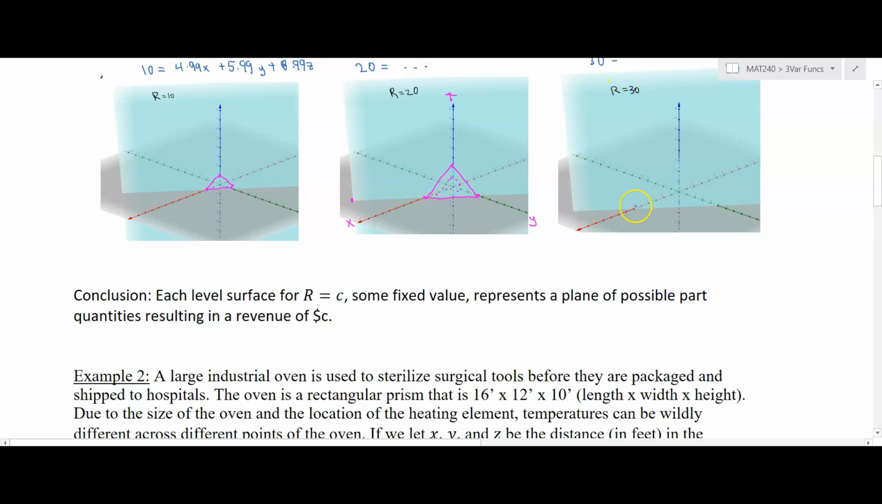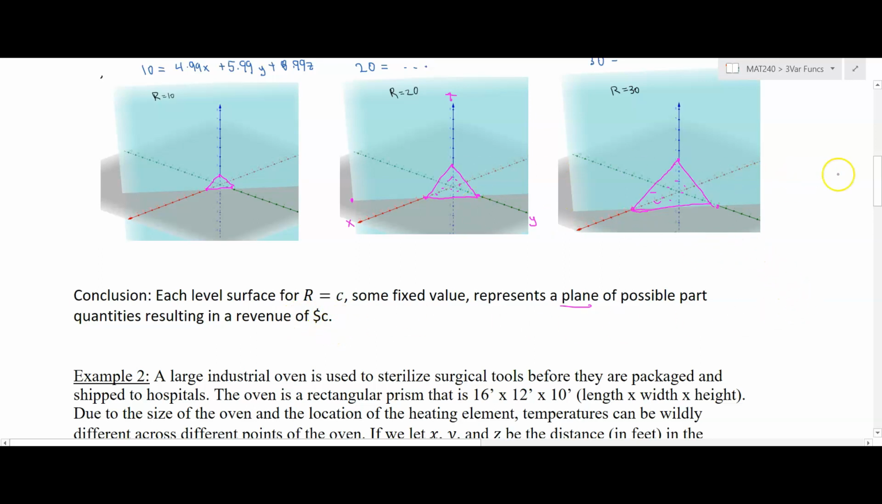And if we now look at revenues of $30, that means we can have nearly about 6 of the first part, about 5 of the second part, and a little over 3 of the third part. Again, you can see that this triangle just gets a little bit bigger, our window of possibilities. Any point in here will also generate that revenue of $30. So our conclusion would be that each level surface for r equals c, some fixed value of revenue, represents a plane of possible part quantities, resulting in a revenue of C dollars.